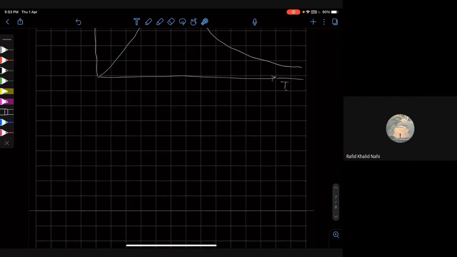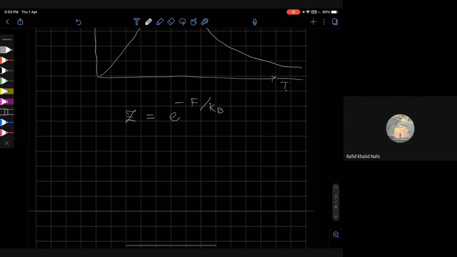So free energy is perhaps the quantity that is most directly related to the partition function. You can work this out: if you take the partition function and write it as an exponential, then the exponent, up to the factor of kBT, is exactly the free energy. Okay, so free energy is minus kBT log of Z.